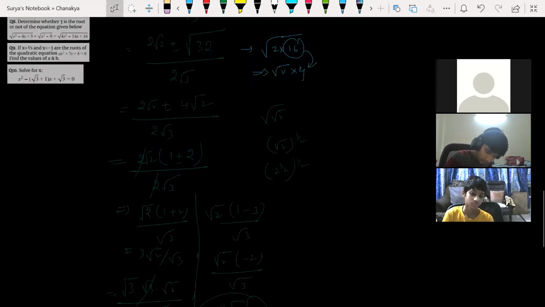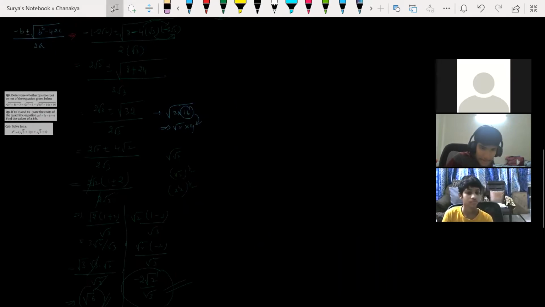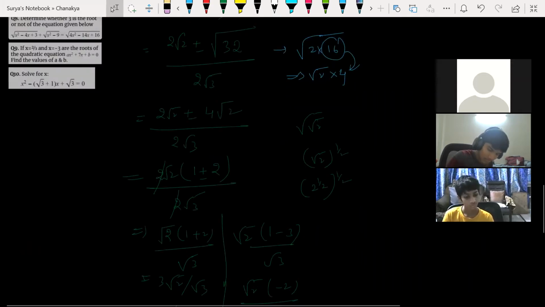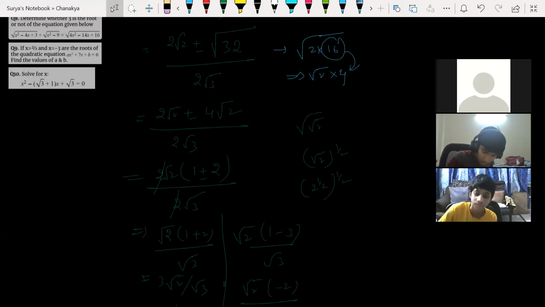You can calculate by using the formula also, but the formula method is a bit lengthy in terms of calculations. Splitting the middle term is very easy, right? Very easy calculation if you understand that.